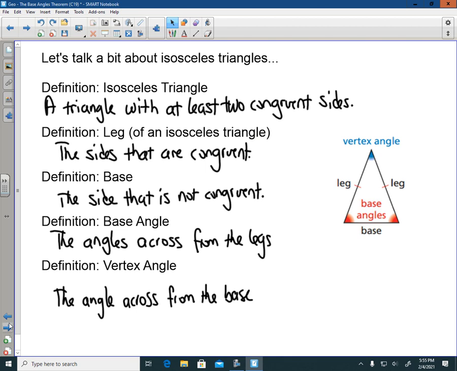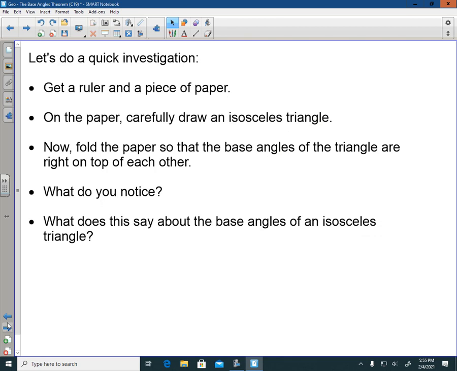All right. So I'm going to ask you to do a little investigation. If we were in the classroom together, I like to do these little projects that make it so that you can see the geometry. But since we're not in the classroom, it's a little bit trickier. But here's how you can do it. You can go get a ruler and a piece of paper, and then on that paper, carefully draw an isosceles triangle. That's why you need the ruler, because you need two sides that are exactly the same length, and so you'll have to measure them.